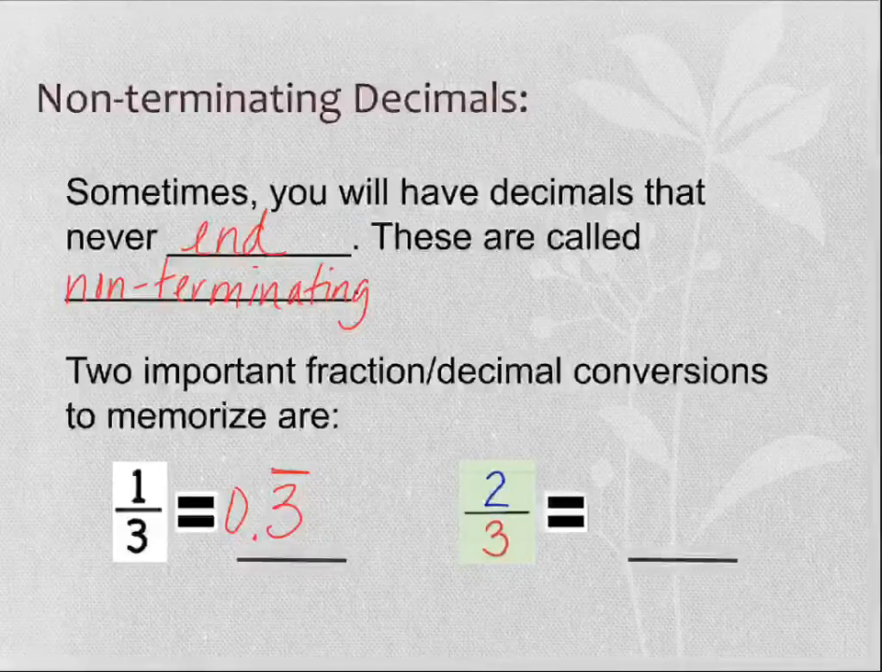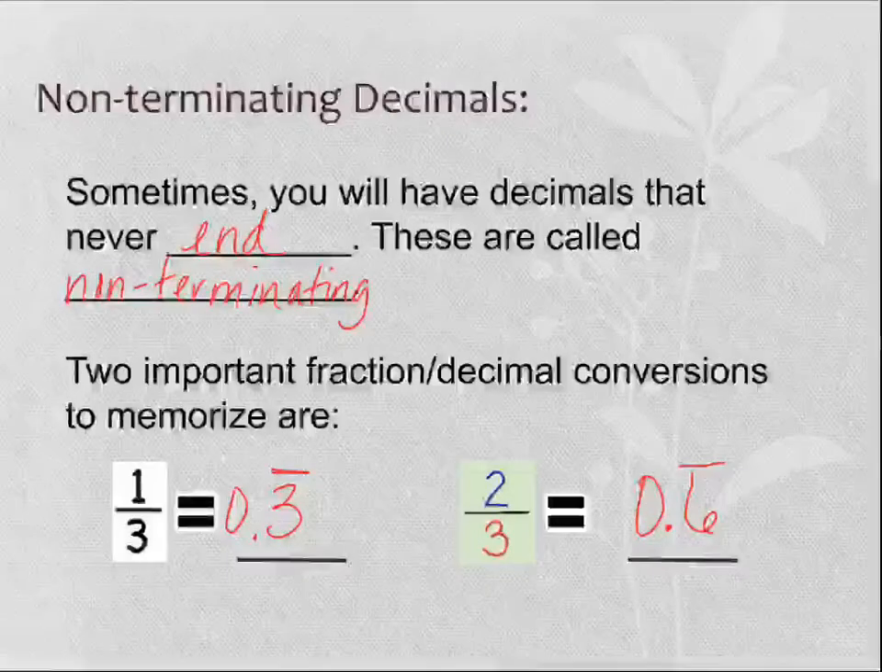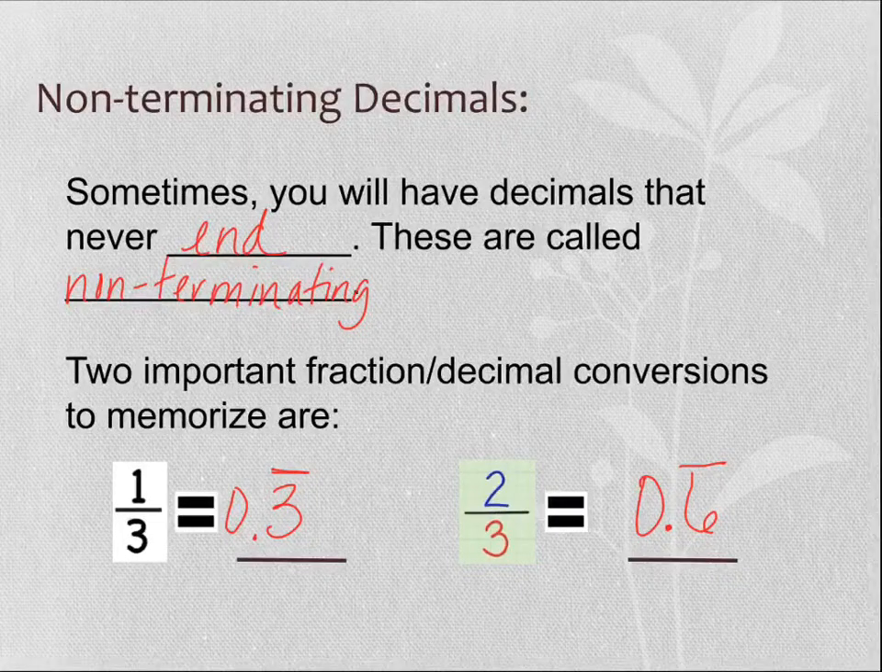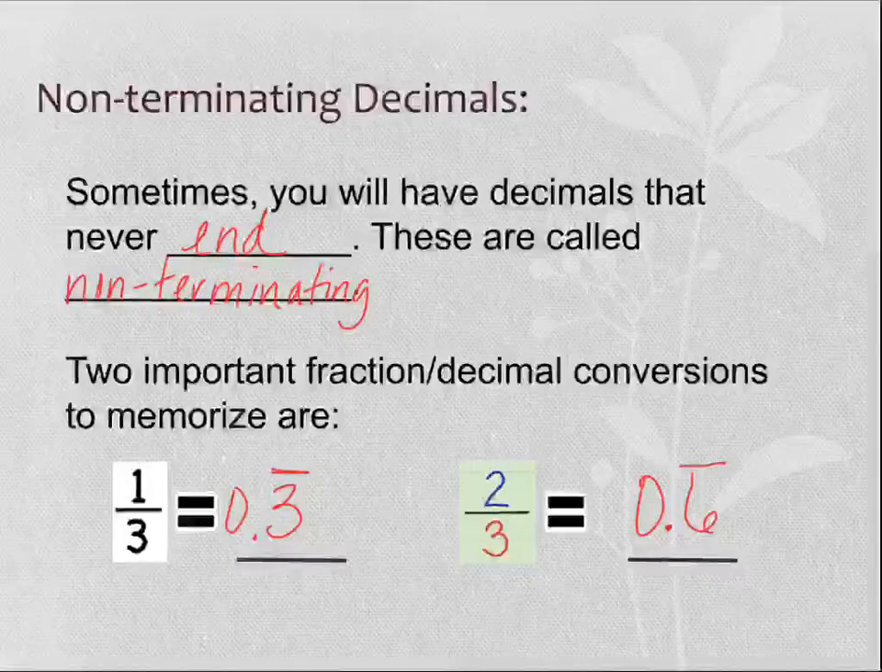So since 1/3 is 0.3 repeating, 2/3 is 0.6 repeating. Also with that line above the 6 to show that that number goes on and on forever and never ever ends.